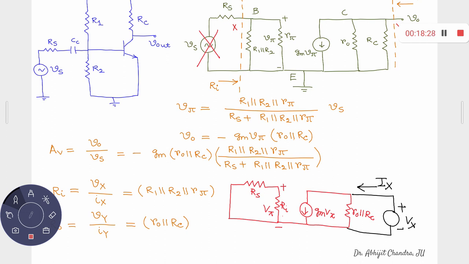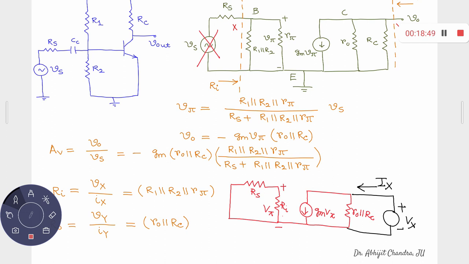And the expression that you are getting is R0 parallel RC. Typically, RC is in the range of kilo ohms, R0 is in the range of hundreds of kilo ohms. And therefore, both of this input and the output resistance are in the range of kilo ohms. So, the takeaway is that for the common emitter configuration, the input and the output resistance both are in the order of few kilo ohms.